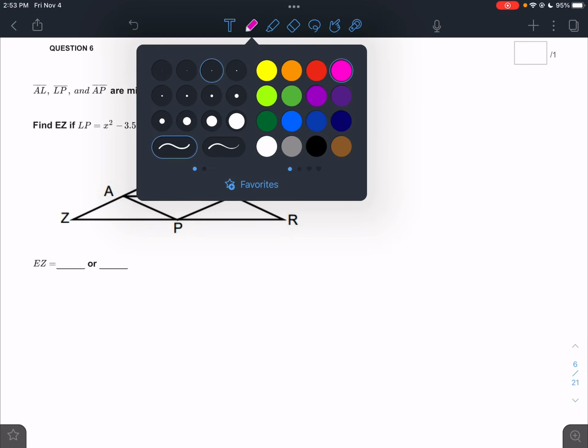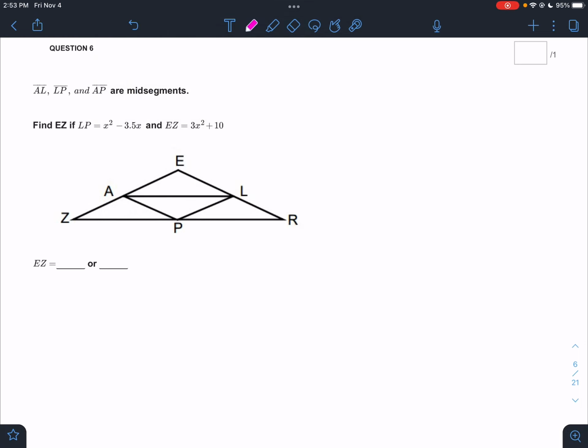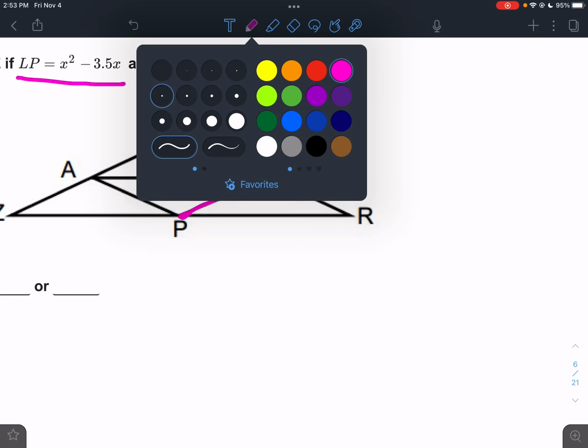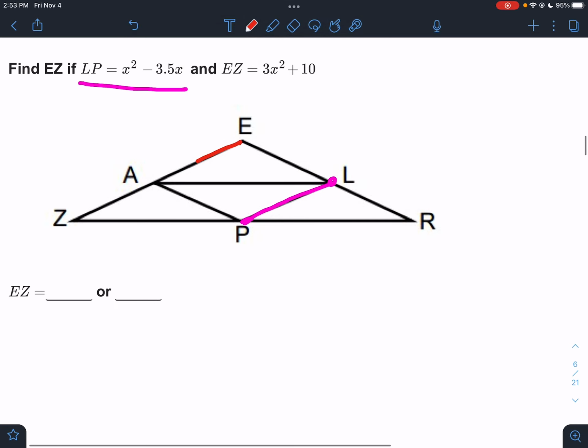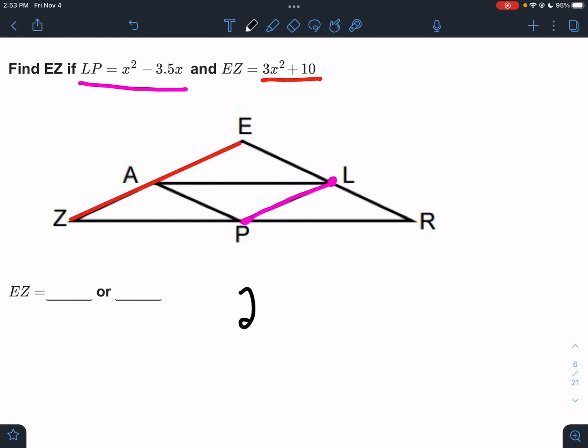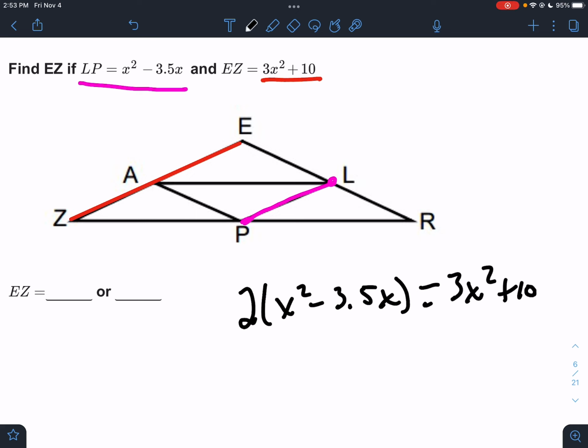So let's do some actual problems. See how we handle it. We're given LP on this one. It says that LP is a mid-segment. That means that LP will be half of EZ. That's one of its big properties. So how many LPs does it take to make one EZ? It takes two of them. 2 times x squared minus 3.5x, two of those has to equal one of those. 2 LPs equals 1 EZ. So that would be 2x squared minus 7x.